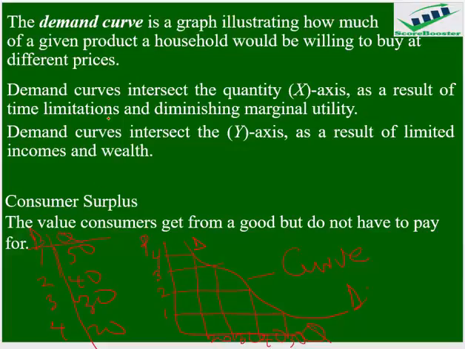We are told that the demand curve intersects the quantity axis, the x-axis. It can intersect this place as a result of time limitation and diminishing marginal utility. Remember, in our previous class, we were trying to derive a demand curve. I deliberately stopped on that. We are going to look at that later after we have discussed the demand, because we still need to go back and take a lecture here.